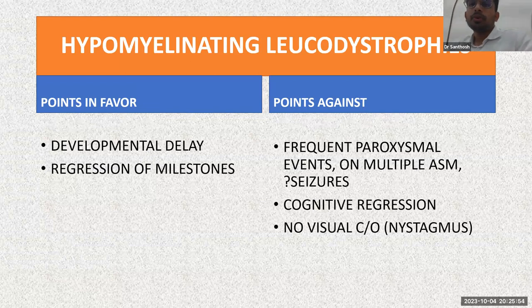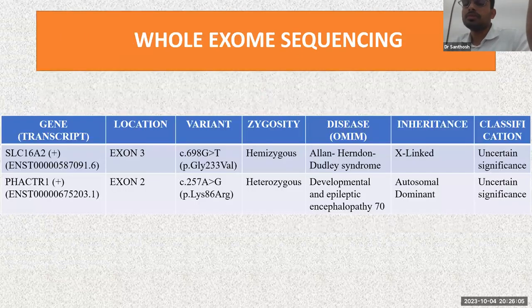Hypomyelinating leukodystrophies, points in favor: developmental delay with regression of milestones. Points against were frequent paroxysmal events, on multiple anti-seizure medications, query seizures, cognitive regression, and no visual complaints, that is, no nystagmus seen.